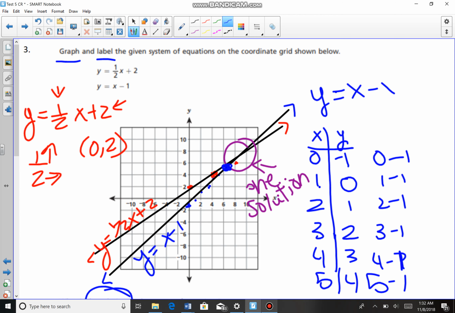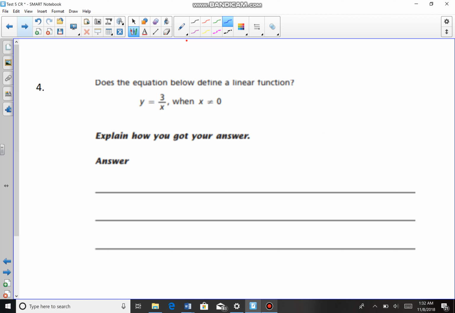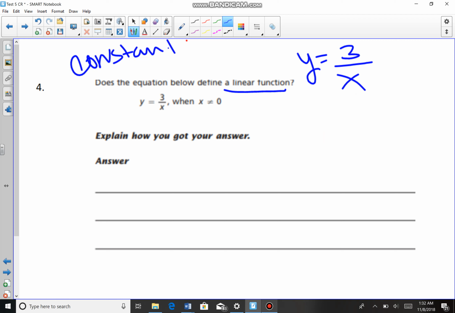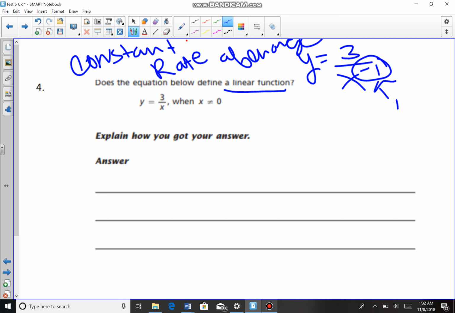All right, next problem. Does the equation below define a linear function? Well, there's a couple ways to think about this. We always know that x is raised to the power of 1 in a linear function. And a linear function also has a constant rate of change. So here I know my x is raised to a negative 1 because of my exponent rules, and x is in the denominator. So I know this tells me this is not linear.